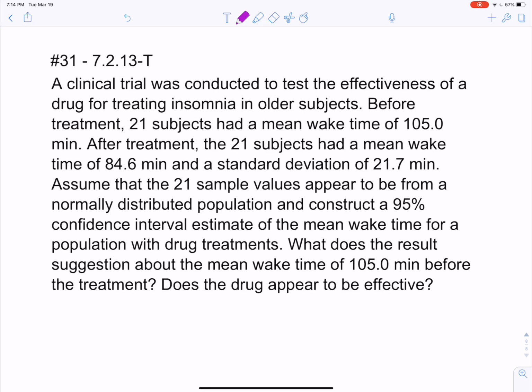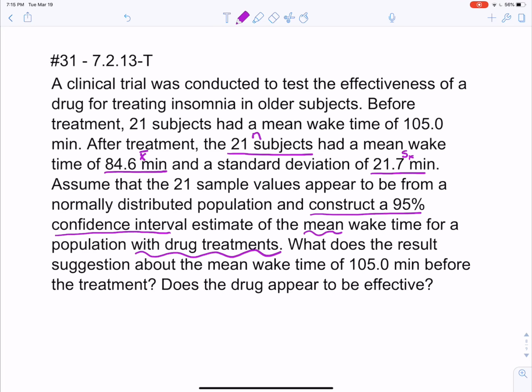So I'm going to look towards the bottom and see what they're actually asking me to do. So they're telling me that I'm going to construct a 95% confidence interval estimate of the mean wake-up times for a population with drug treatments. So if I'm looking for everything with the drug treatment, they're telling me that I have my 21 subjects, so that's going to be my sample size. They had a mean wake-up time of 84.6 minutes. Now notice this is a sample, so that's my x bar, not my population mean. And a standard deviation, so that's my sample standard deviation.